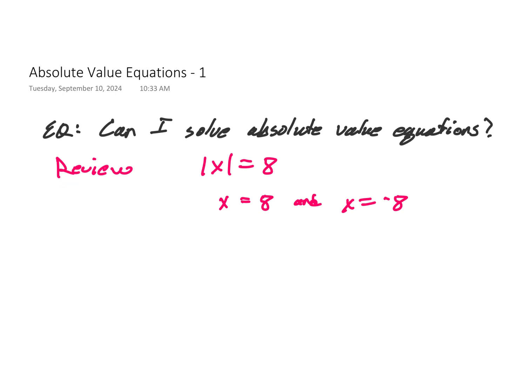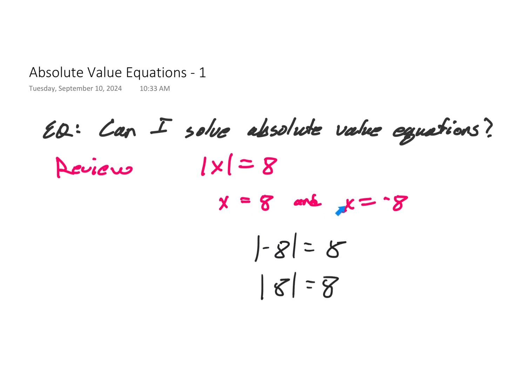Now, just as a quick review about absolute value, if you see a question that says the absolute value of x equals 8, well, basically it's saying what goes in here that equals 8? Well, it's 8, x equals 8. But because it's absolute value, this x could also be negative 8, because the absolute value of negative 8 also equals 8. So we basically have two solutions.